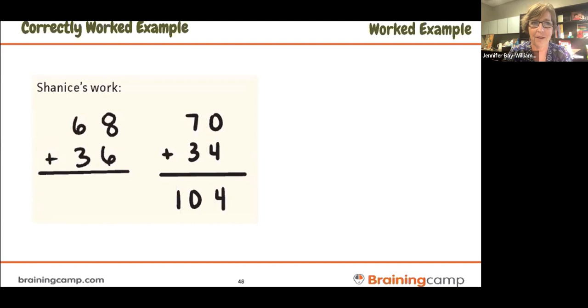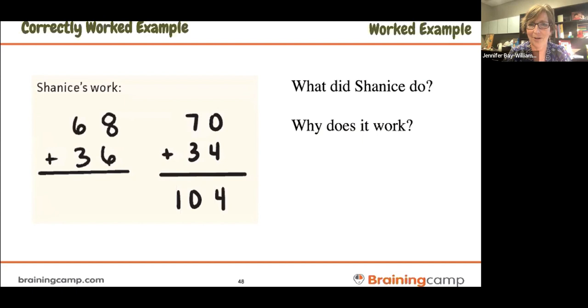So again, you can see here two that are alike but different. You have a chance to look at Shanice's work. And the questions that we ask are, what did Shanice do? Why does it work? And then really critical is, is this a good method for this problem? And this series of questions can be used with all kinds of things.